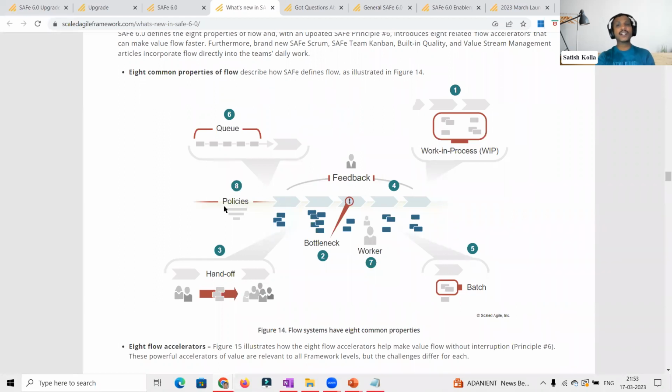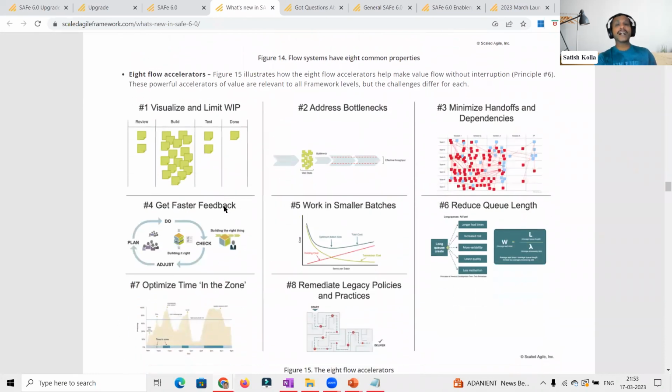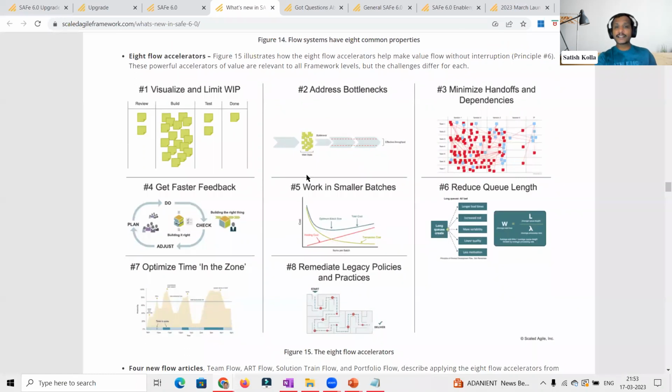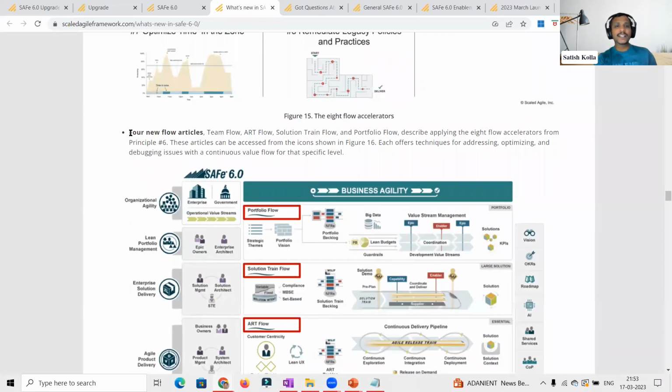Any of these, or some of these, or maybe all of these might be impacting or slowing down your flow. So it is our responsibility to identify what is required for us to improve the overall flow. Then the flow accelerators are defined in 8, the same things which are highlighted and explained. And as mentioned earlier, there are 4 new articles related to flow.